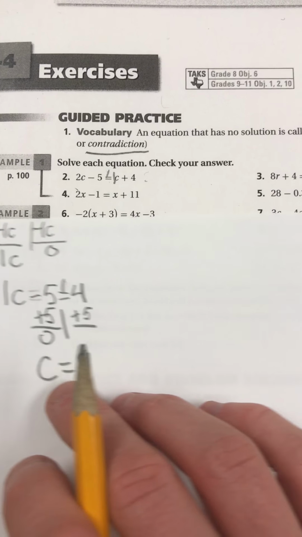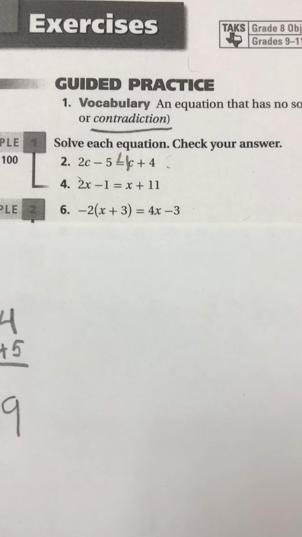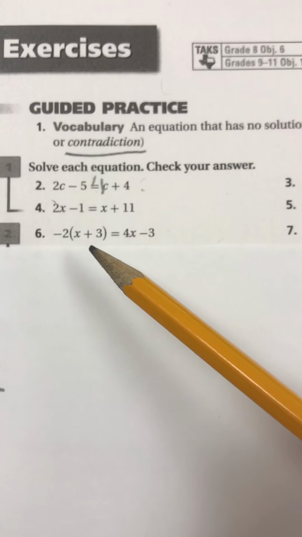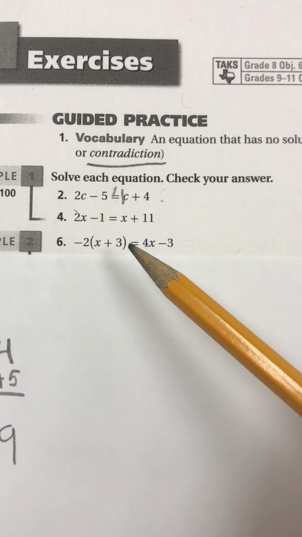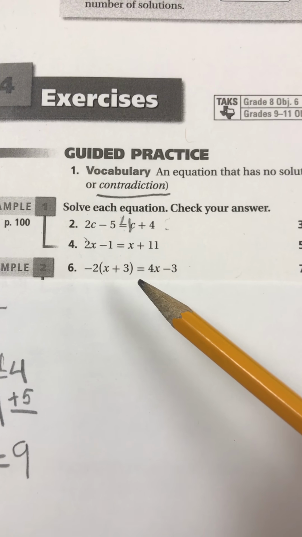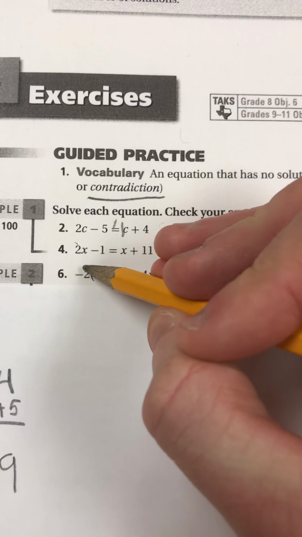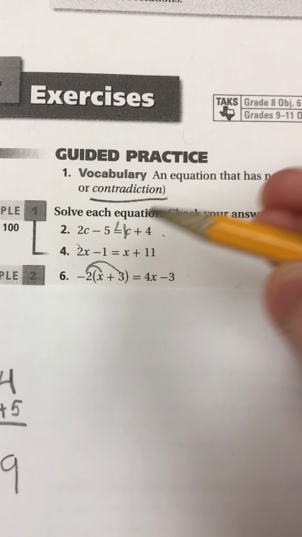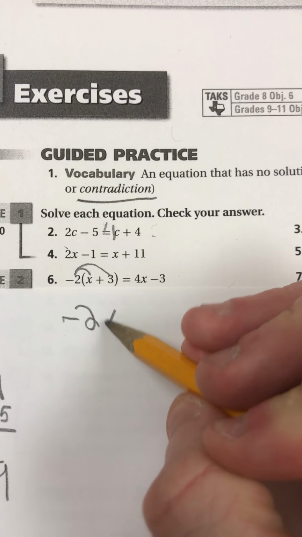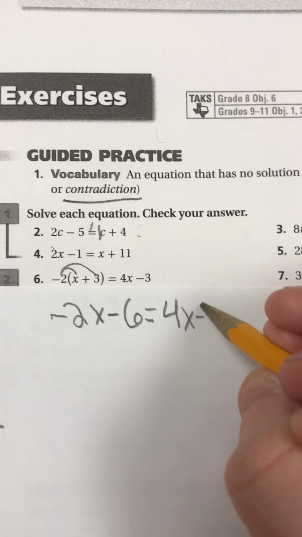Alright, so let's try number 6 right now. We have negative 2, parentheses, x plus 3, equals 4x minus 3. Can anyone tell me what type of property this is right here? Just call it out. If you said distributive property, you are correct. So all you need to do is distribute this negative 2 to everything in the parentheses. So we have negative 2x minus 6 equals 4x minus 3.